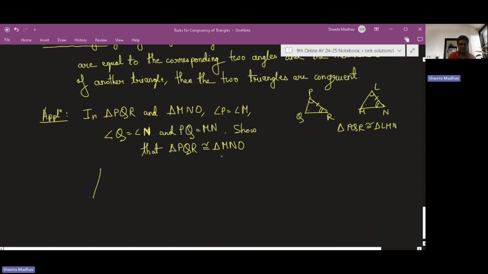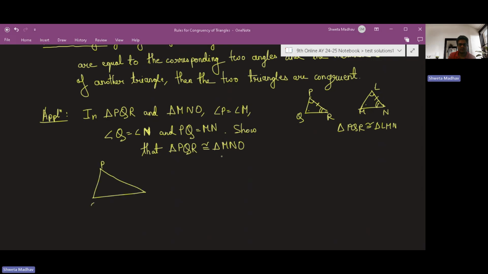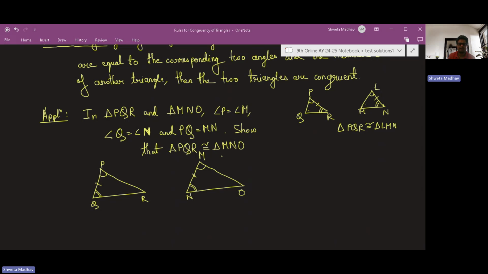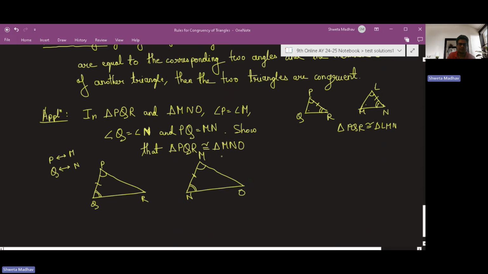So here you can take two triangles, one is PQR and one is MNO. Here it is given that angle P equals angle M, angle Q equals angle N, and PQ equals MN. Then we have to show that triangle PQR is congruent to triangle MNO. Here we can see that vertex P corresponds to vertex M, vertex Q corresponds to vertex N, and vertex R in triangle PQR corresponds to vertex O in triangle MNO.